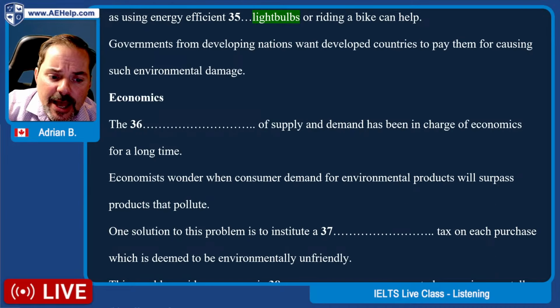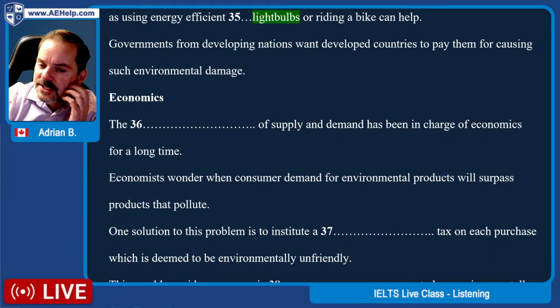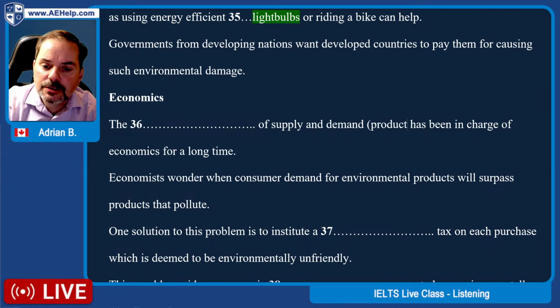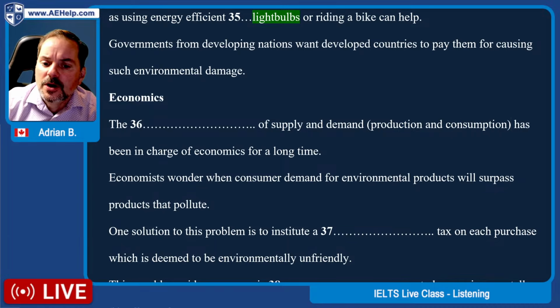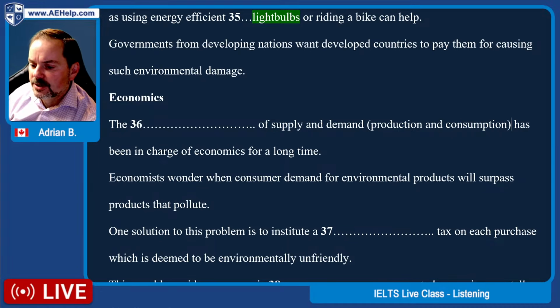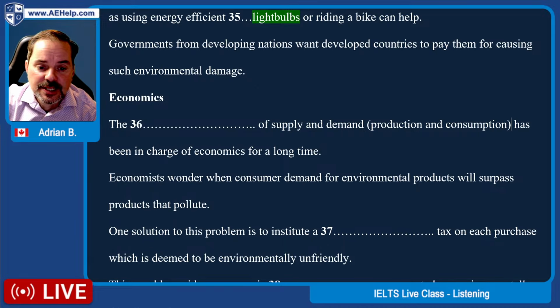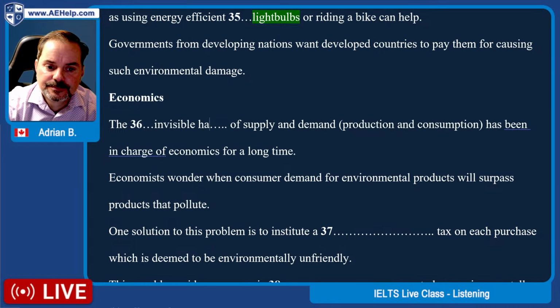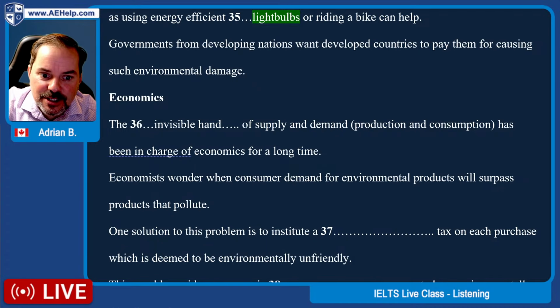All right, economics, the money part of it. So the something of supply and demand. They didn't actually say supply and demand. So again, that paraphrasing, it was something like production and consumption. In the audio, they didn't say supply and demand. They said production and consumption, so it's tricky. And yes, it was the invisible hand. Very visual. My hand, but you can't see it.